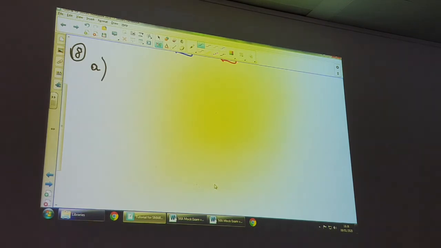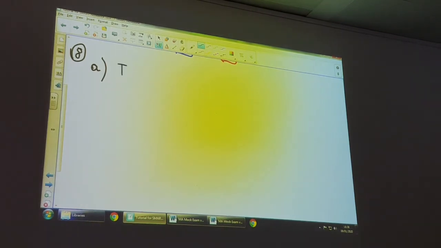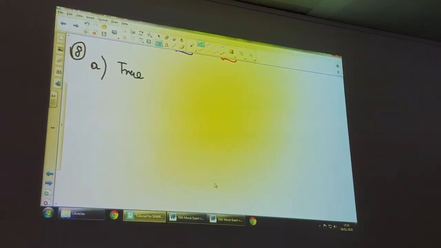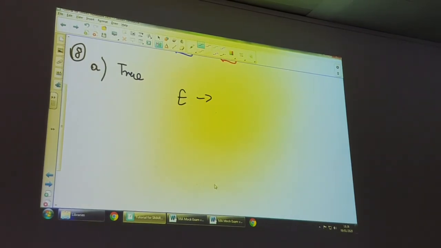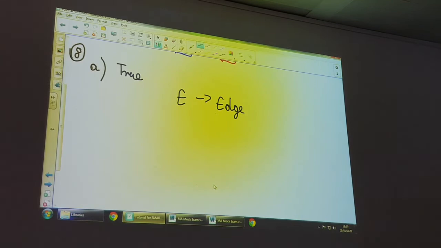Right, good question. True. Somebody said true. So statement A is true. Just to remind you, an Eulerian graph is one which contains an Eulerian cycle, and an Eulerian cycle is a cycle which goes through every edge exactly once. One time. And Hamiltonian is all about vertices. A Hamiltonian graph contains a Hamiltonian cycle which goes through every vertex exactly once. So, definitely, statement A is true.